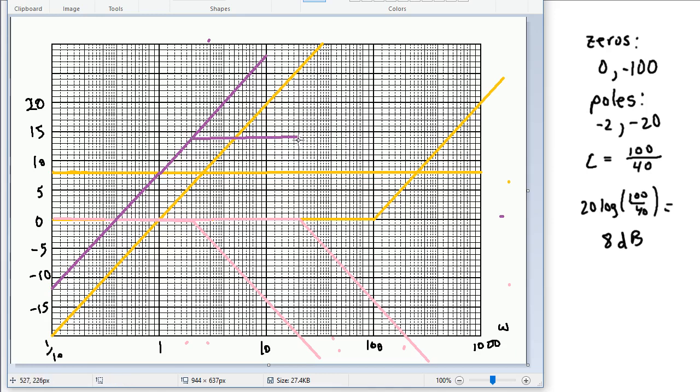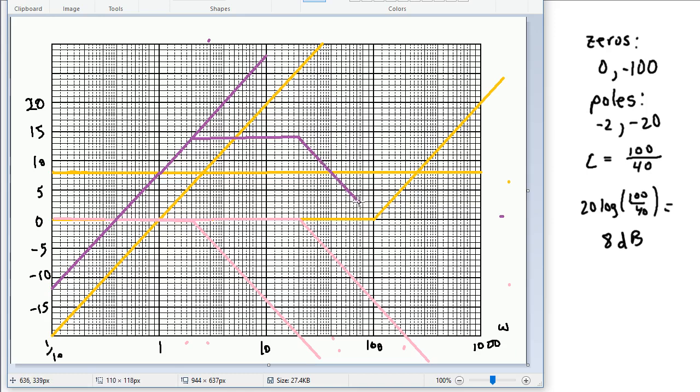This next pole term kicks in at 20, at omega equal to 20, and then so I'm going to graphically add it in. So now I'm going to decrease at a rate of 20 dB per decade. It looks like I'm at about 14 here. So I would continue to go down.